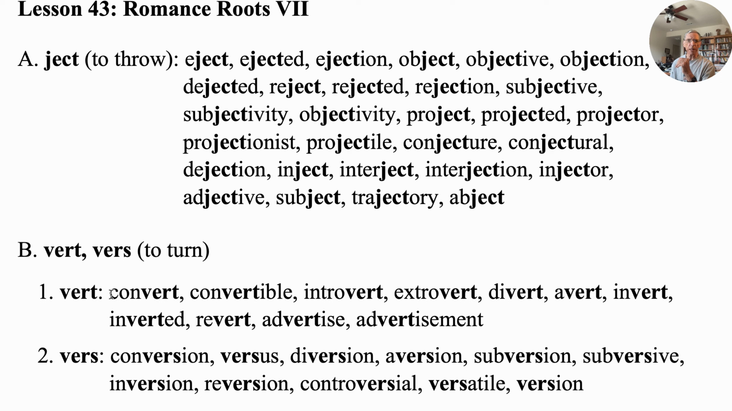Okay, now we're going to go to our next one, which is vert. And we have two different forms, and it means to turn. So the first one is convert, and con means with, so that means to turn together. So when you convert somebody, they come to an agreement, they come together. And this idea of change, so that you have IBLE means able, so convertible means able to be converted.